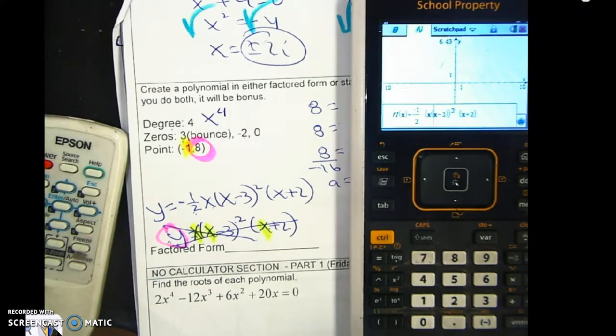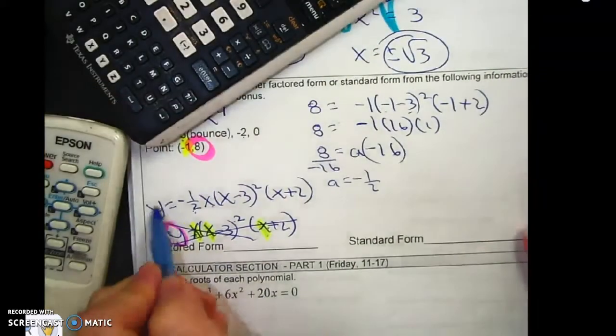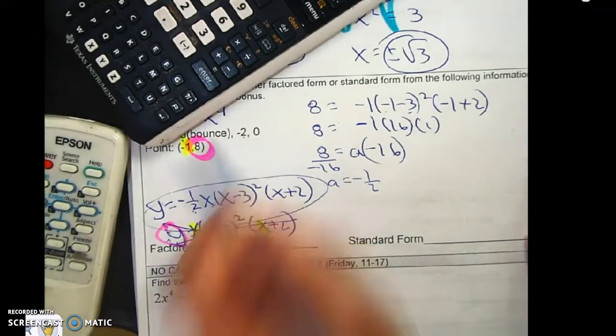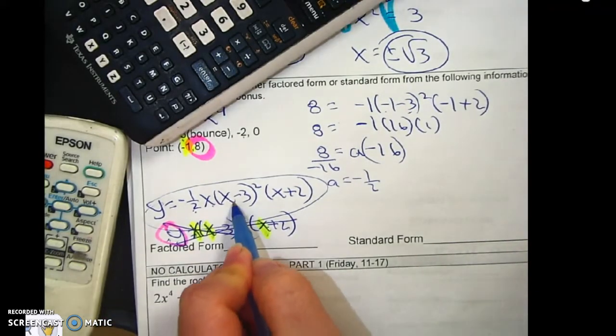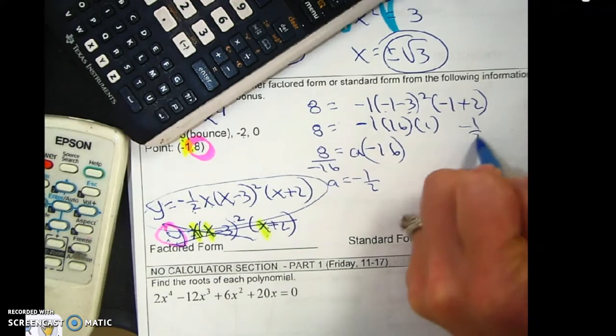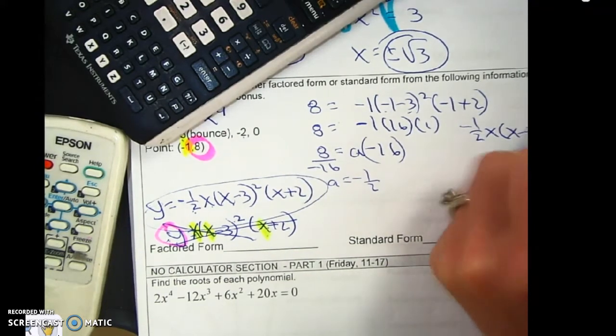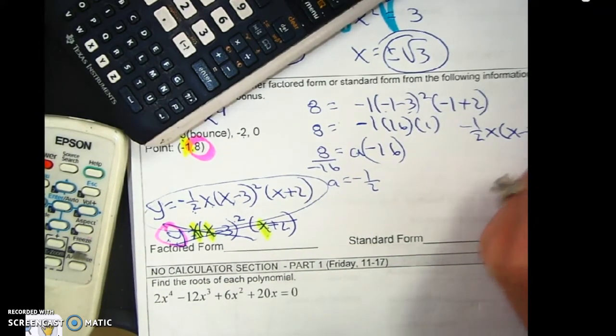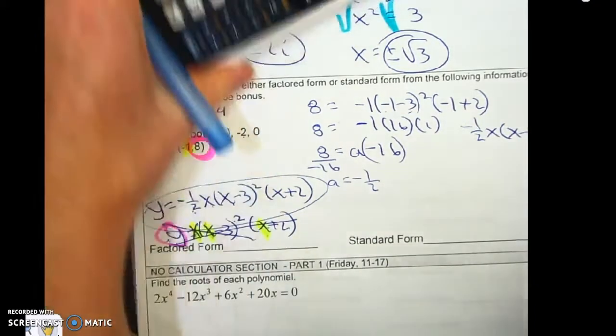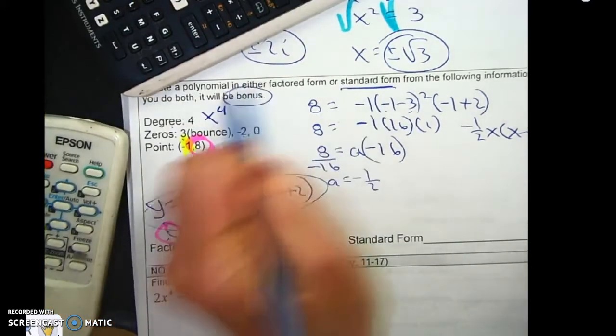I don't know what's going on. This is why we can't always rely on the calculator. But what I can do is change this to standard form, and when I graph it, it should match. So if I'm going to change this to standard form, the most annoying part for me is the fraction. And remember, this part will be bonus. So if you do standard form, it'll be bonus.